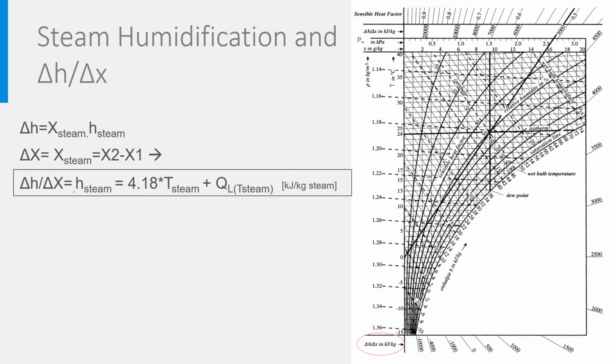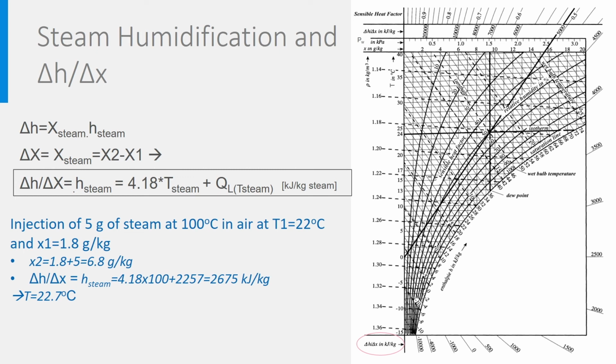Let's take again the example of the injection of 5 grams steam at 100 degrees in air at 22 degrees and humidity 1.8 gram per kilogram. So, point 1 in the diagram is here. Because of the conservation of mass, we know on which vertical line the final point should be. X2 is 1.8 plus 5 equals 6.8 gram. With the help of the table in the previous slide, we can calculate H steam, which is 2675 kJ per kilogram.